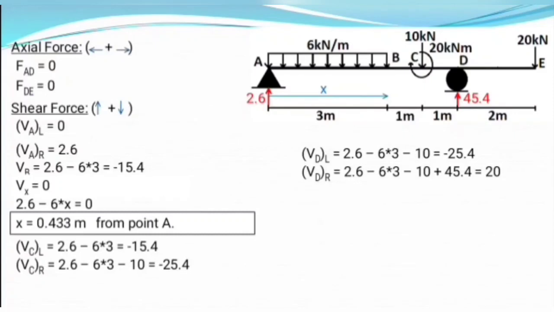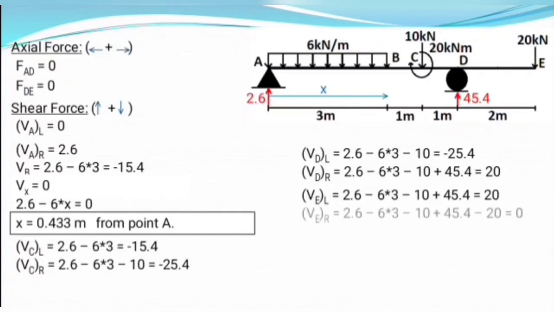So we obtain shear force at just right of D equals 20, and at just left of E, again considering forces on the left side of that point, we obtain shear force equals 20, just as above. And at last, performing the calculation just as above, we obtain at just right of E shear force equals 0. So we obtain shear force at each and every point of the beam.